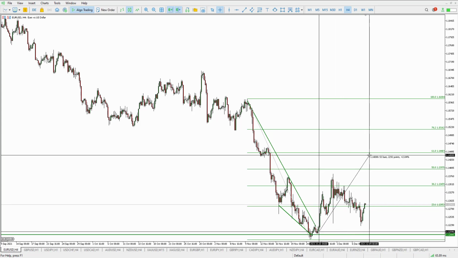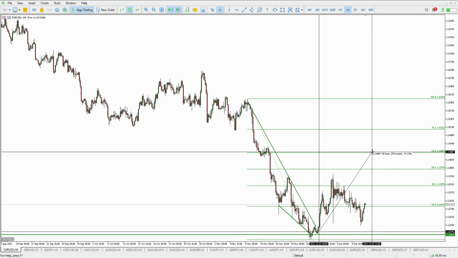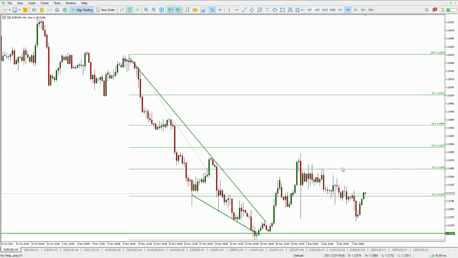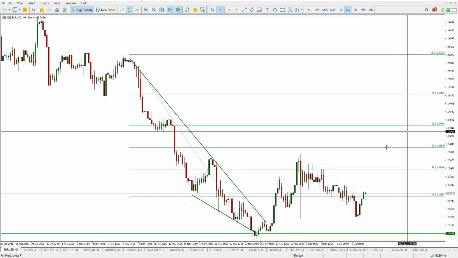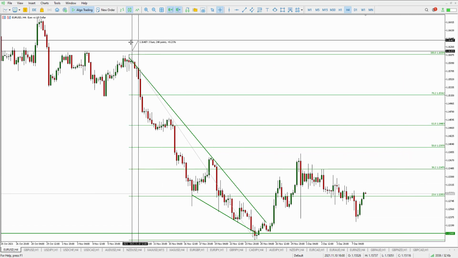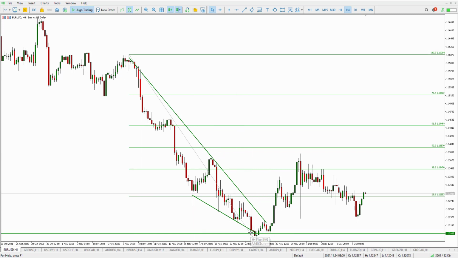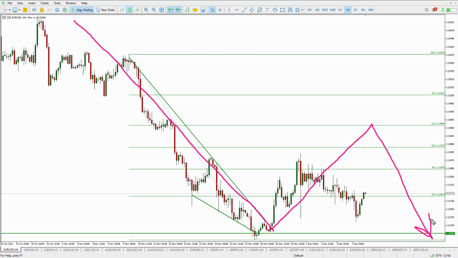That would end this pullback. The target I'm looking for on this pullback is about 1.1450, basically the 61.8 retracement level on this last move on the 4-hour chart. Although price is doing all kinds of stuff right here, we still haven't broken below this structure, this most recent low, which is a key level on the 4-hour chart, so we're still in that pullback. So basically what I'm expecting is this downside move, then a pullback to 1.1450, and then a potential continuation to the downside.